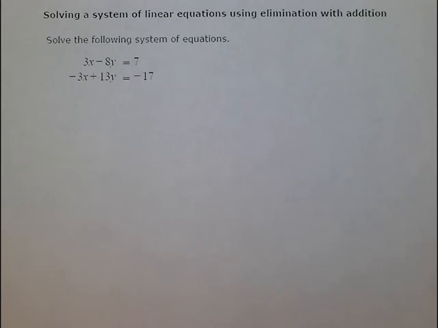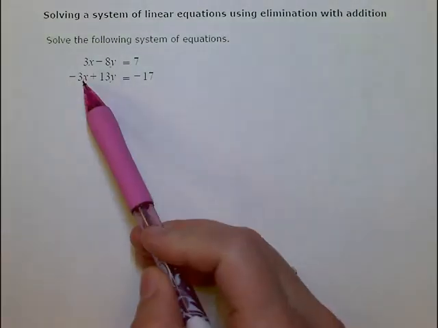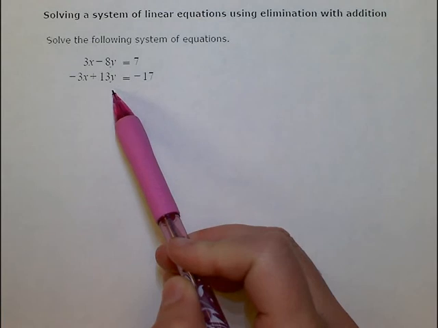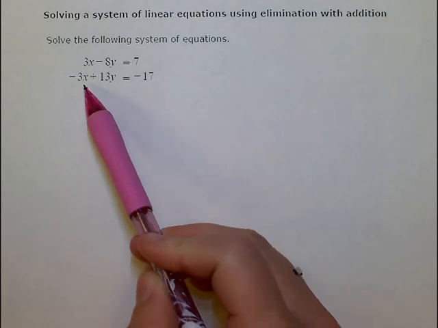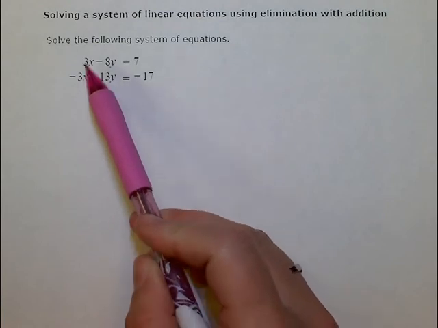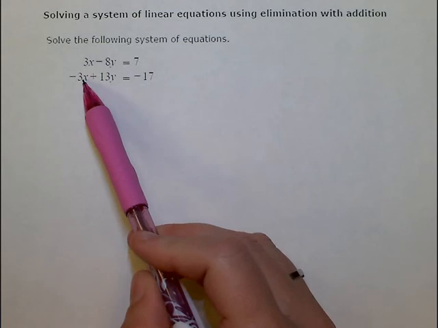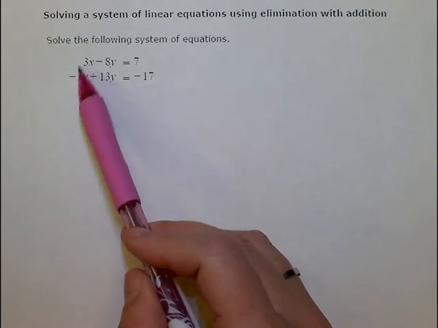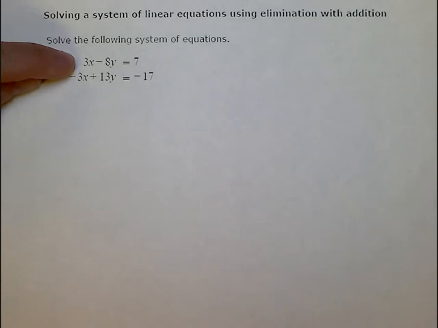Now, in order to do elimination, I need to decide if I'm going to cancel my x variables or my y variables. Right away, I like my x variables because they already have the same coefficient 3. And in fact, they already have opposite signs. This one's a positive 3x and this one's a negative 3x. That means if I add these equations right from the get-go, they'll cancel out or eliminate.